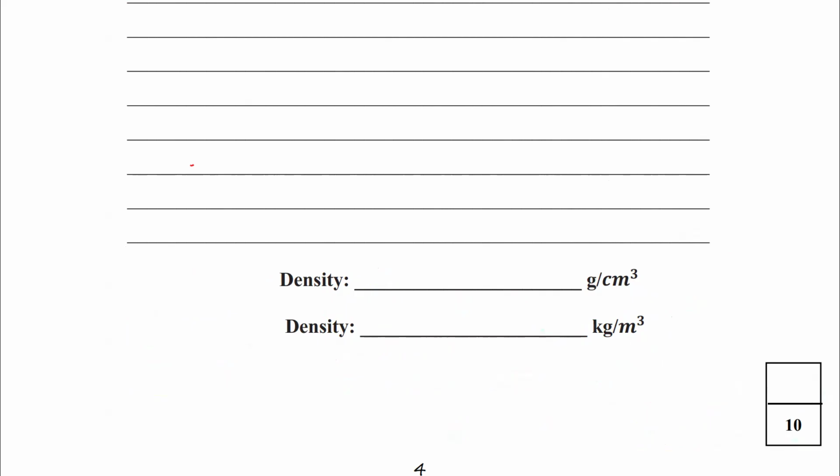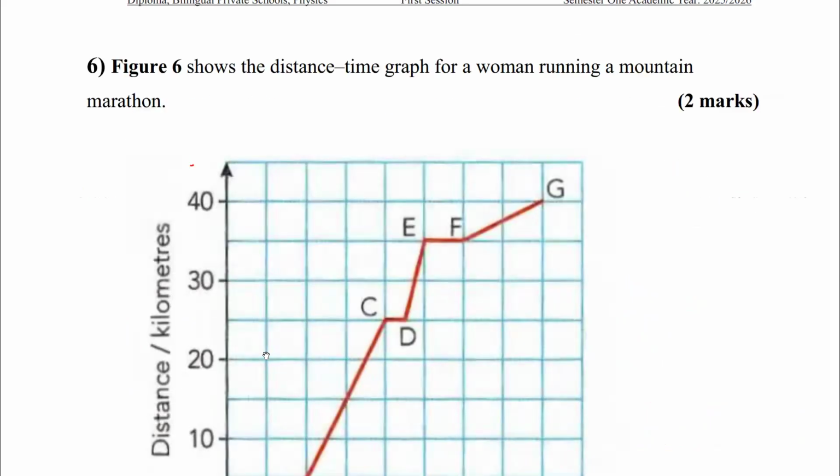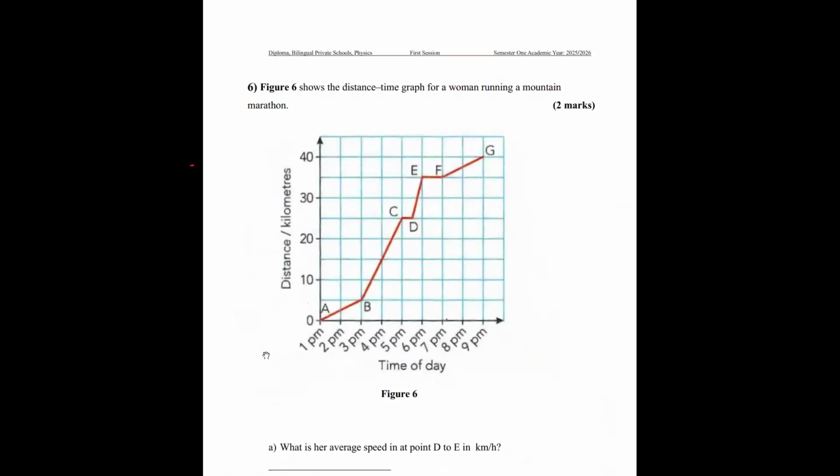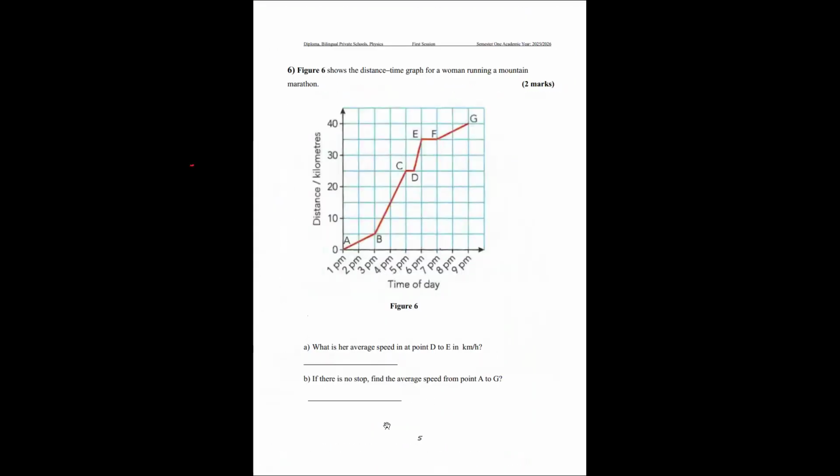Now the next question is a little bit difficult. This is a distance time graph, and the question is about the distance time graph of a woman running a mountain marathon. The first thing is: what is her average speed from point D to E?